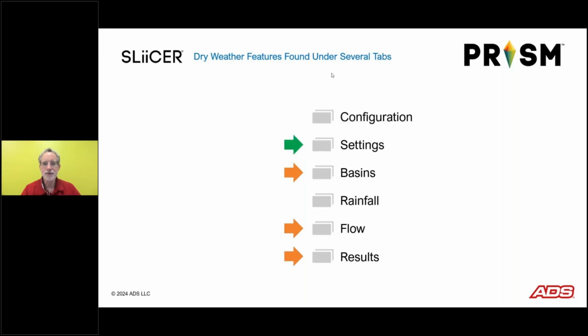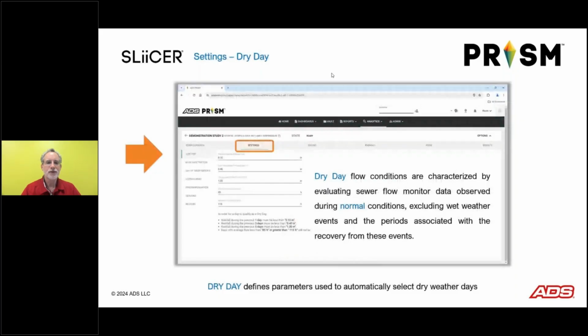So let's start with the settings. And I think when you see some of the settings, you'll understand some of the fundamental ways that we're evaluating this data inside SLiiCER. So here's an example of one of our settings pages. You'll notice I've got those 6 tabs across the gray bar at the top. You'll notice configuration, settings is highlighted here, basins, rainfall, flow, and results. That's your basic navigation inside a SLiiCER study.